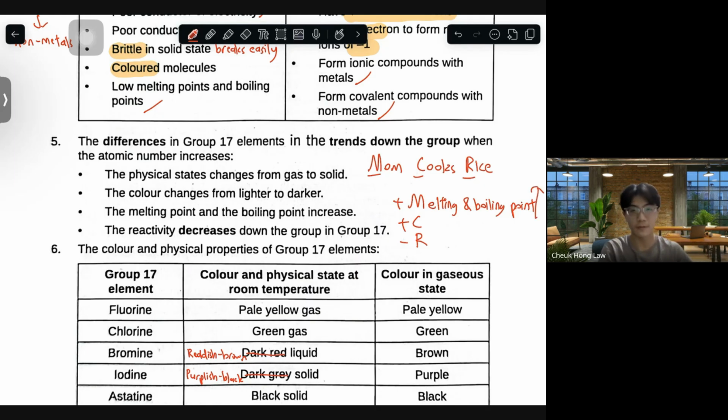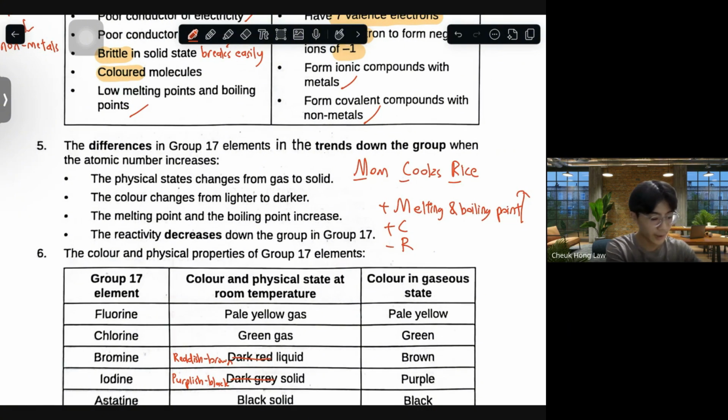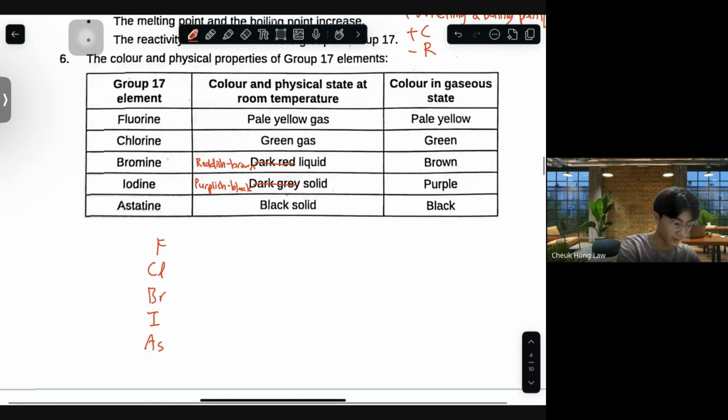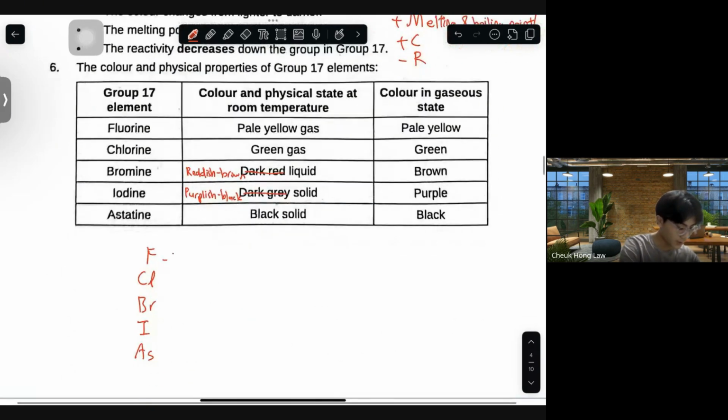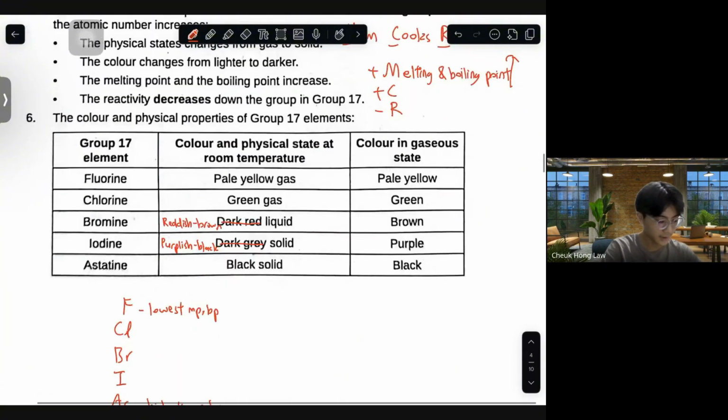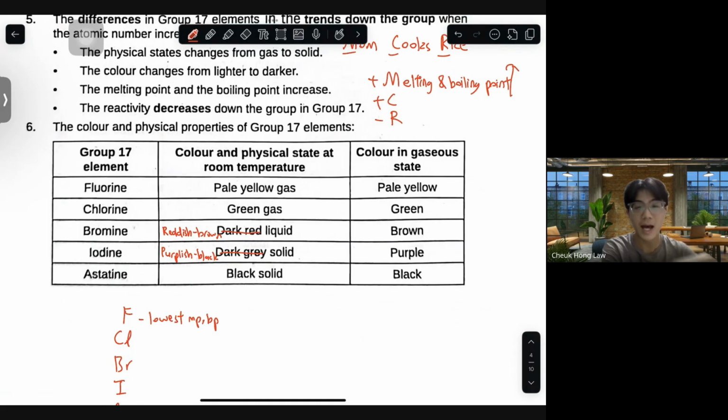For group 17, down the group, the melting and boiling point actually increases, which is opposite of group 1 elements. So your melting and boiling point increase down the group, meaning that chlorine will have the lowest melting point and boiling point. Astatine will have the highest melting point and boiling point. Okay, pretty simple. Lowest and highest. C is color intensity.